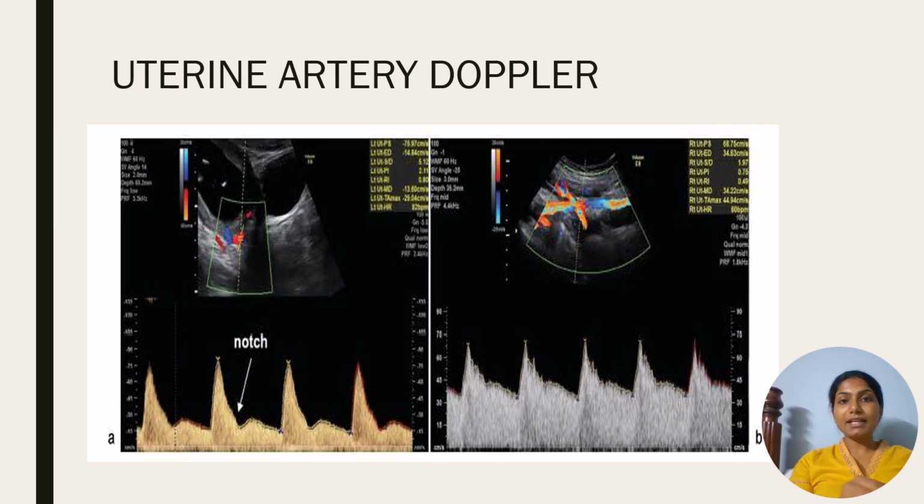And what about the diastolic notch? If a diastolic notch is present in the first trimester, it is absolutely normal. But if it persists even in the anomaly scan, that is when you are concerned. So if there is a persistent diastolic notch, or if the uterine artery mean PI is more than the 95th percentile, these patients are at a high risk of development of preeclampsia. So this is the best predictor for preeclampsia.